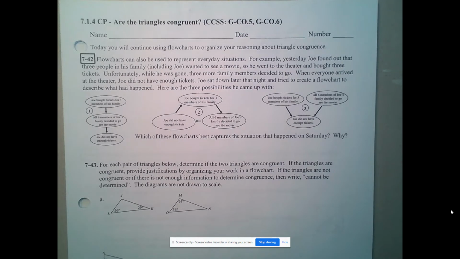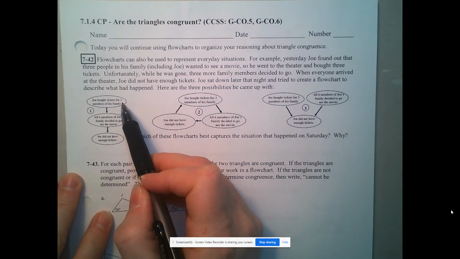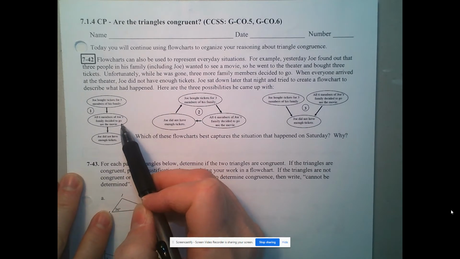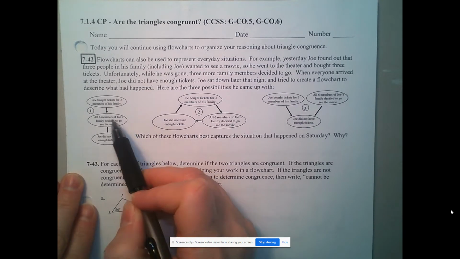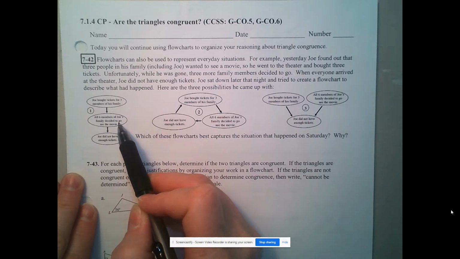Here are the 3 possibilities he came up with. Joe bought 3 tickets for family members, so all 6 members of Joe's family decided to go to see the movie. Now, that doesn't make sense. When we use the arrow, we're saying this thing caused us to be able to make this conclusion, and they don't work that way.